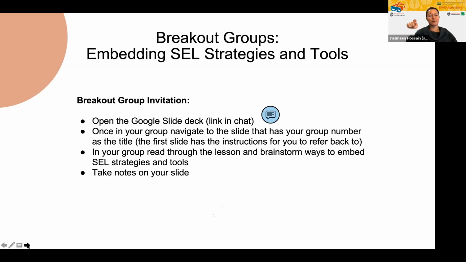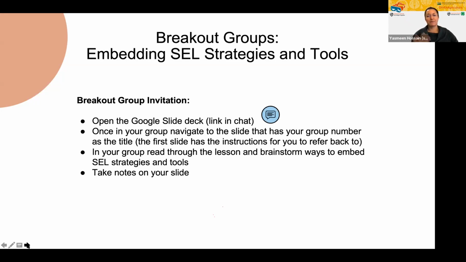And once you're in the slide, at the very top is a lesson plan that is somewhat unique to your group. Click on the link, read through the lesson plan, and then in your group, discuss how you would embed SEL strategies and tools and take notes in your slide. This is a resource that everyone has access to, so we welcome you to read through everybody else's ideas after this workshop. You might use it as a tool for your own lessons, some ideas for your own lessons. So yeah, we want to invite you to take notes.